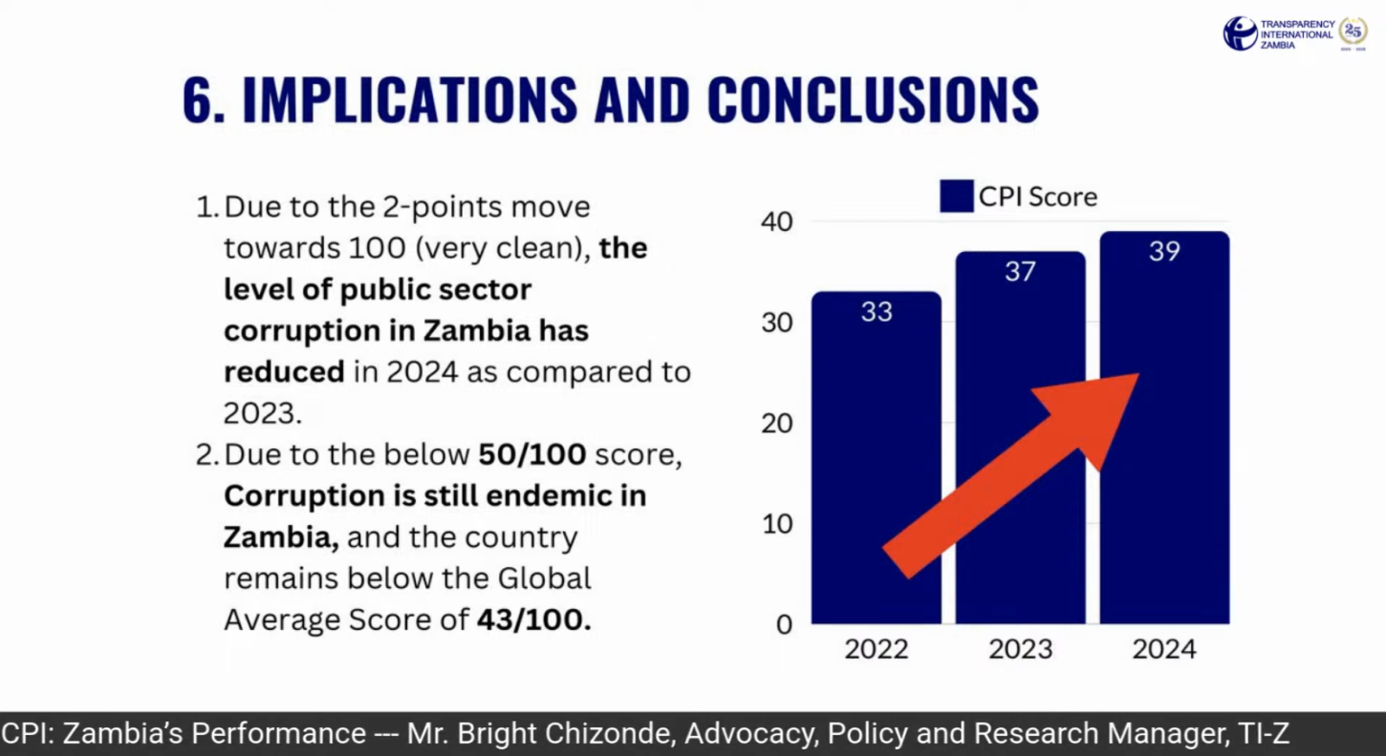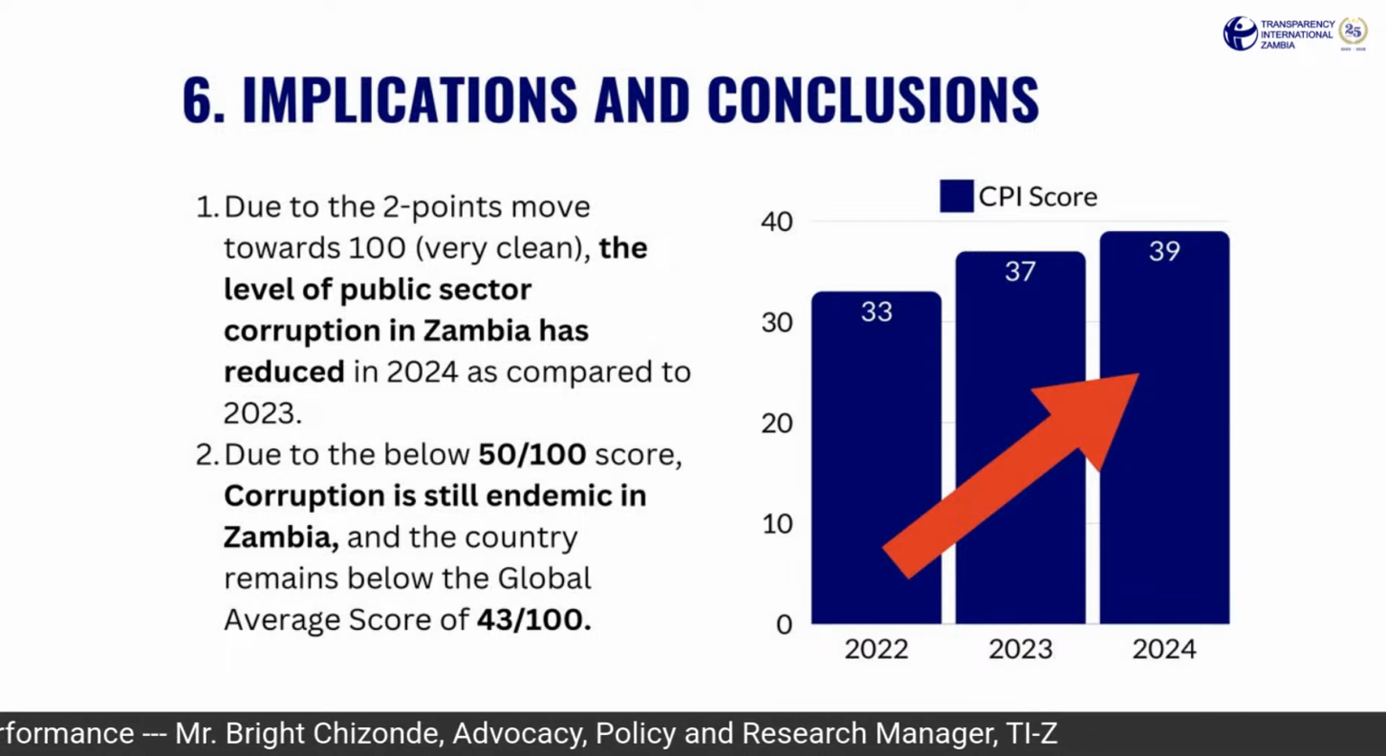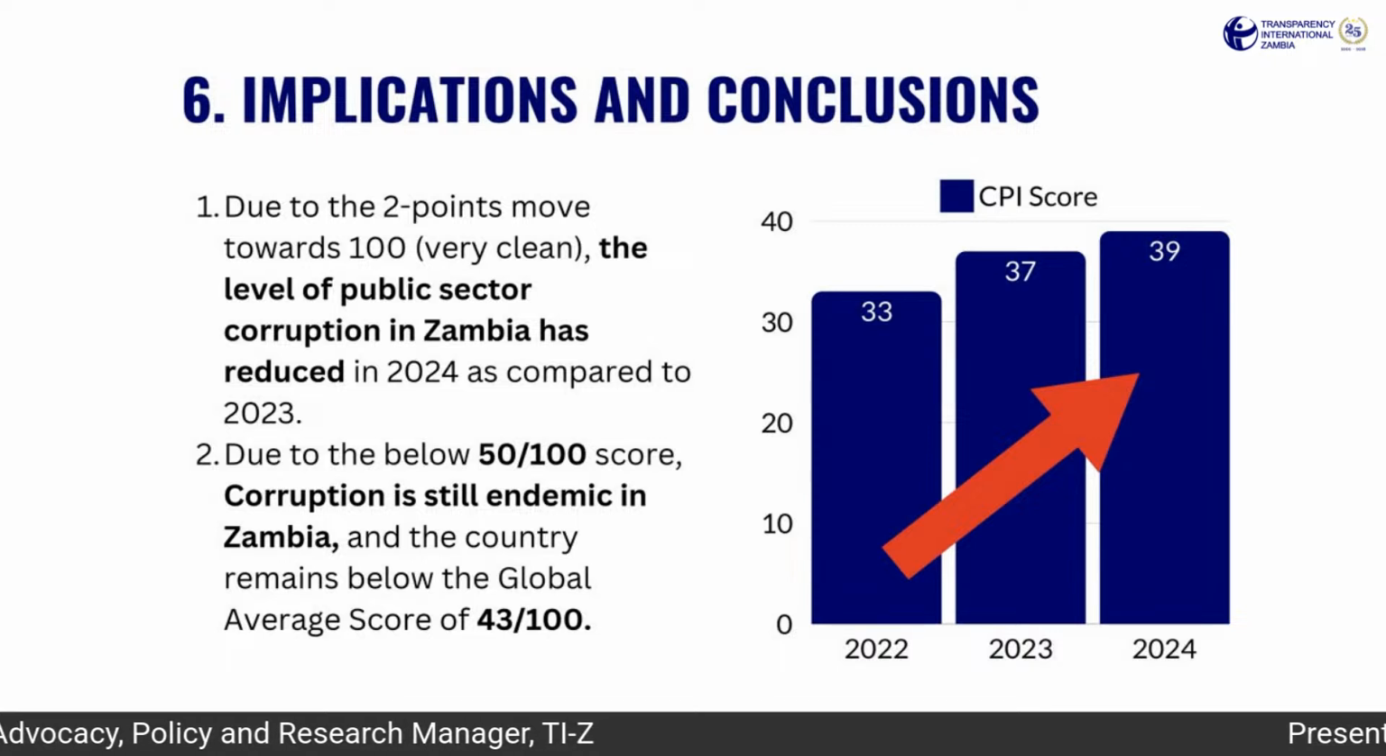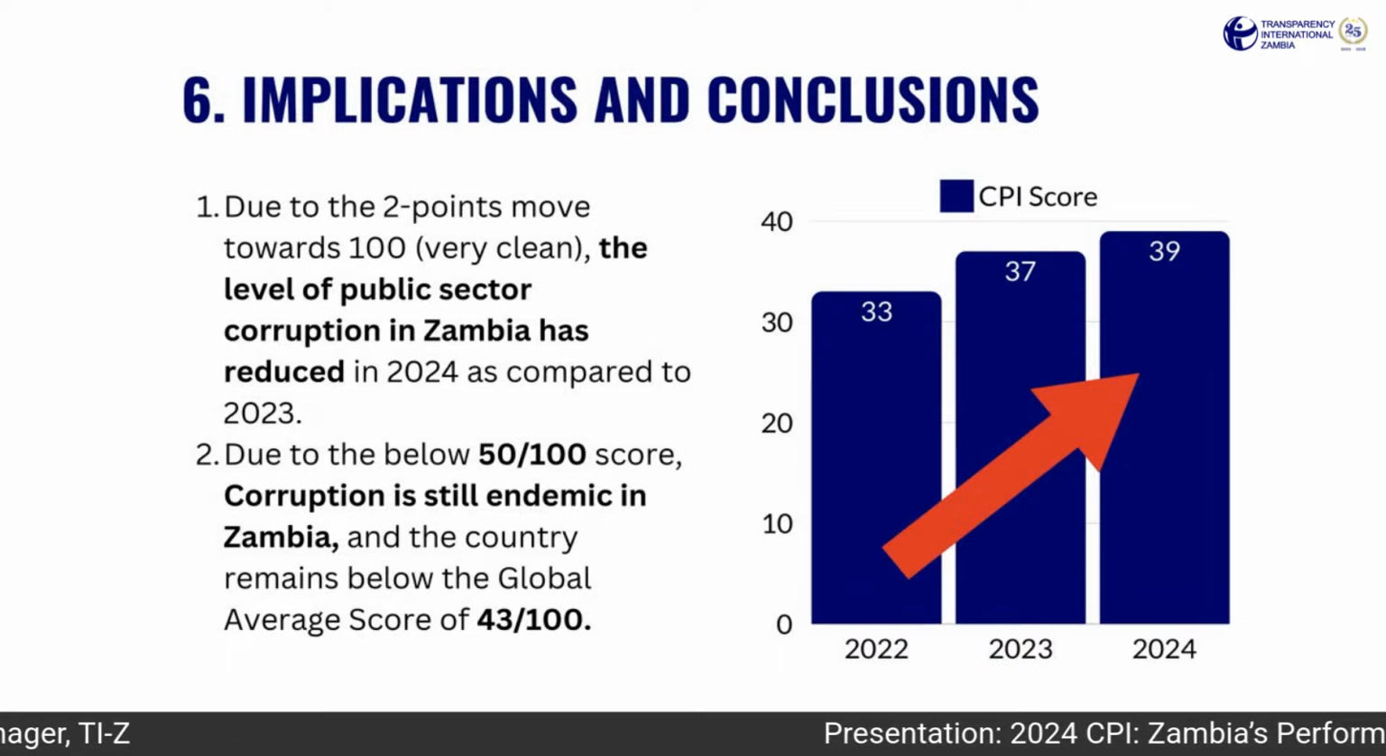For example, if you have a child who is going to school and they score below average, you are still concerned, right? Yeah, you're still going to be concerned that the score is below average.